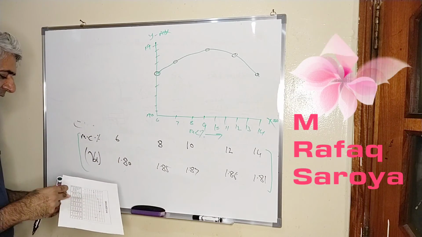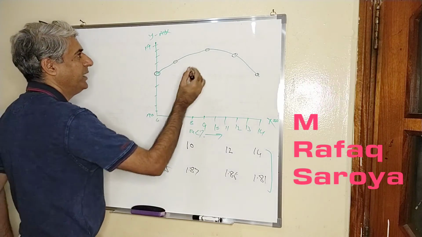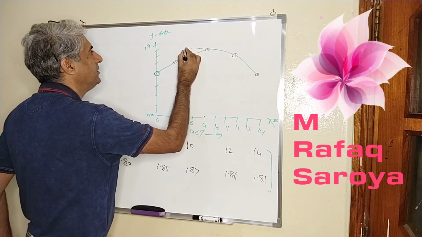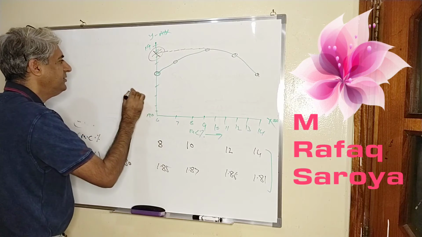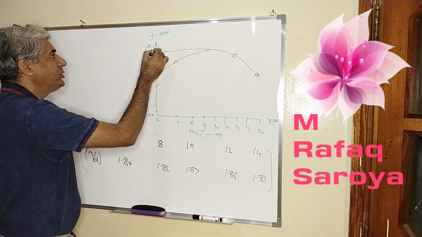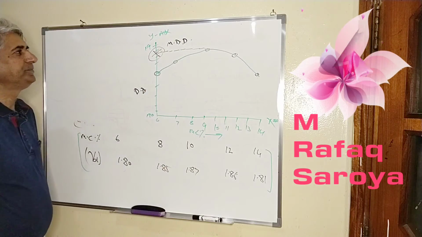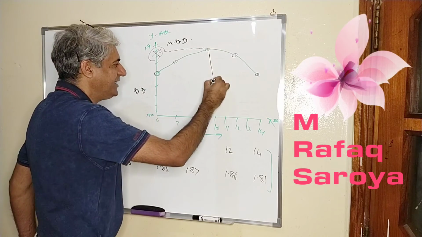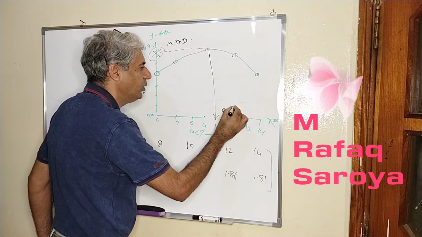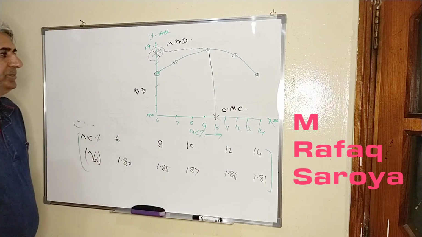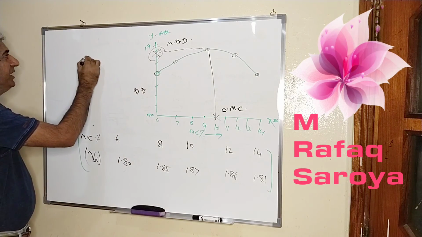Now you see, I have joined this. After this joining, I am going to find out the peak value at this point. When I go towards the y-axis at this peak value, because this is my dry density line, this point is known as the maximum dry density, represented by MDD. As I come along the x-axis, it is cutting the x-axis at this point. This point is known as the OMC, optimum moisture content.